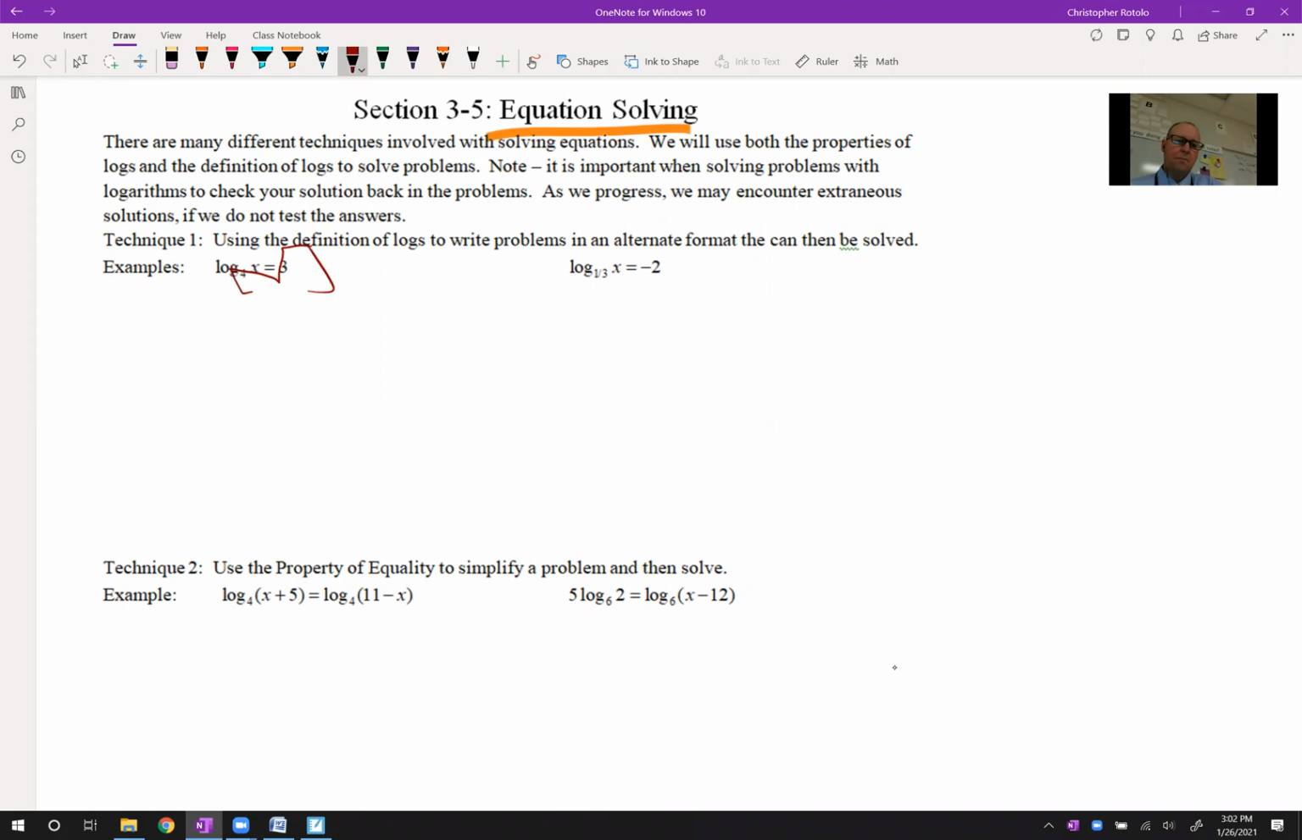You can draw your L-shaped box on there. 4 to the third equals x. All right, so that's what, 64? All right, double check that if you need to. Here we go. We got 1/3 to the negative second equals x. All right, so that means I'm going to flip it over and I'm going to square it. So I believe that's going to be 9.